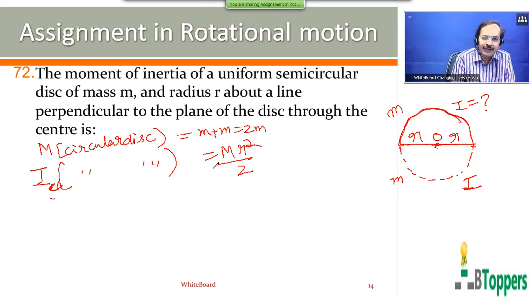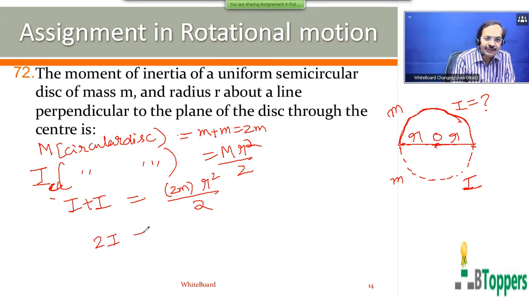The moment of inertia of the complete circular disc is equal to the sum of the moments of inertia of the two semicircular parts of the disc. That means I plus I. Capital M can be written as 2 into small m. Small m is the mass of each semicircular disc. Capital M is the mass of the full circular disc. So that means 2I is equal to small m into R square by 2. So you get I equal to small m into R square by 2.